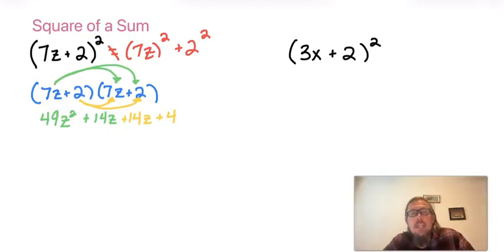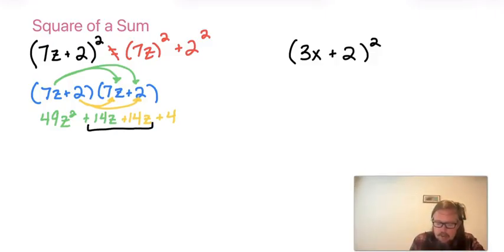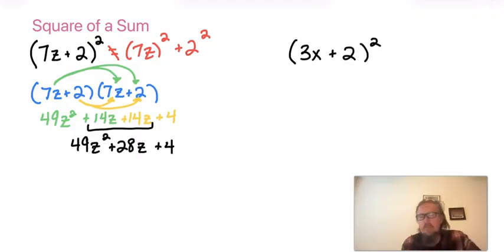And then the last thing we do is combine the two terms in the middle. The 14z and the 14z added together gives us 28z right here. So our final answer is 49z squared plus 28z plus 4. Okay, so let's see if we can figure out the shortcut.